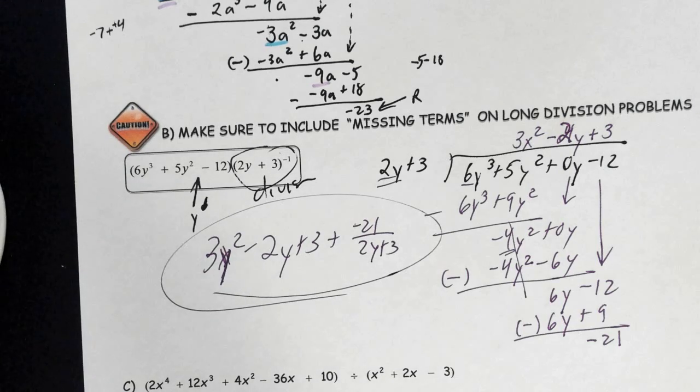Alright, so that's just dividing by a binomial. Next, we're going to divide by a trinomial, but I'll let you try those first.